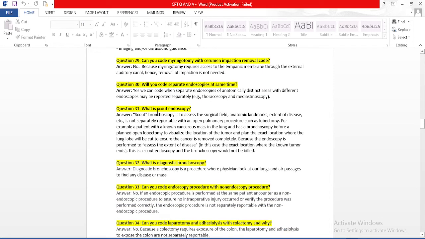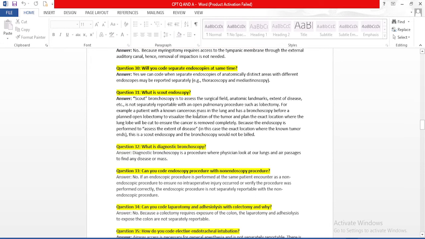Next one, can you code myringotomy with a cerumen impaction removal code? Answer: no, because myringotomy requires access to the tympanic membrane through the external auditory canal, hence removal of impaction is not needed. Next one, will you code separate endoscopies at the same time?